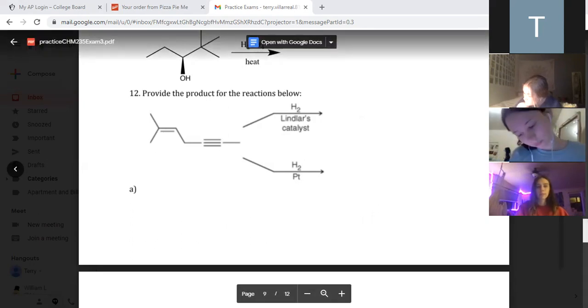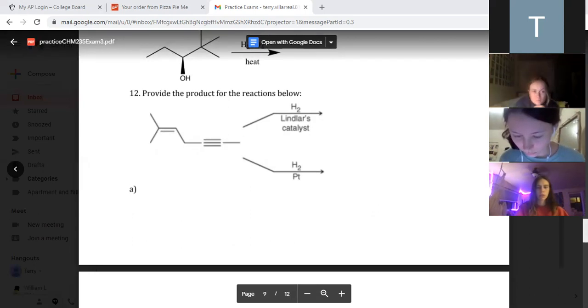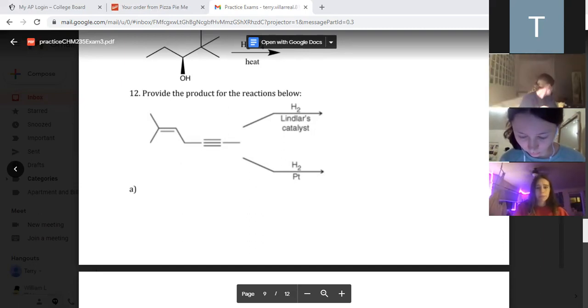I've got a question. So when we see H2 and Lindlar's catalyst and H2 and platinum, we can think of the rest of the compound as an R and just put that in, and treat it accordingly? Yep, provided your professor is fine with that. But basically, it's just the double bond. So if it's H2 and platinum, all of the pi bonds are going to go away. If it's H2 and Lindlar's catalyst, only the alkynes are going to go away.